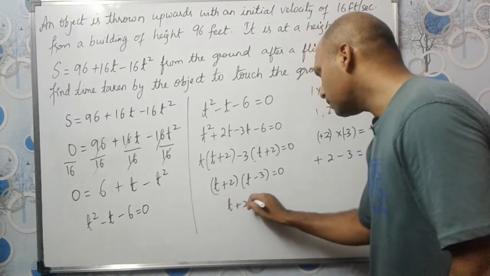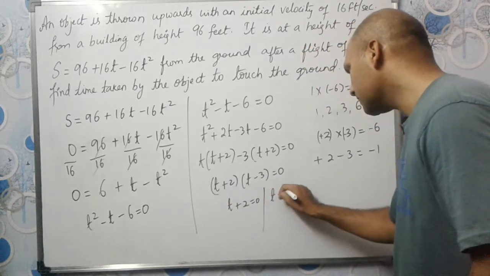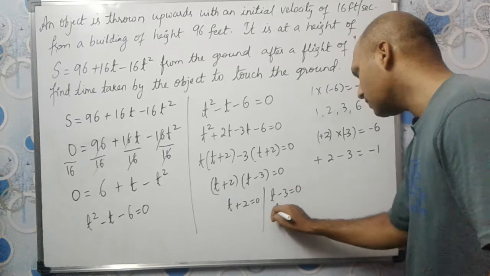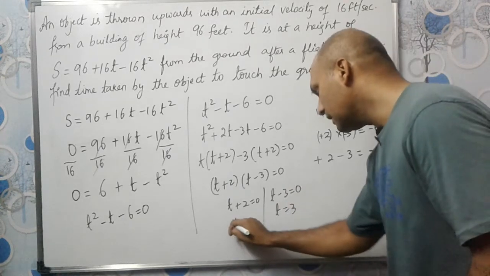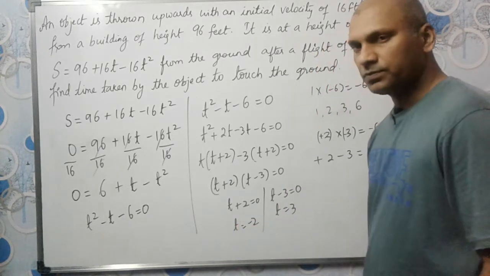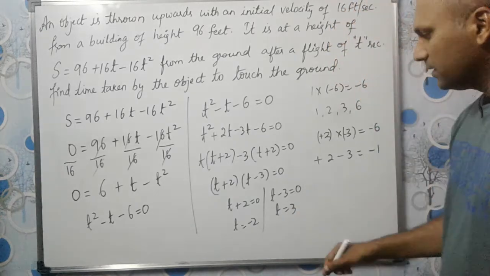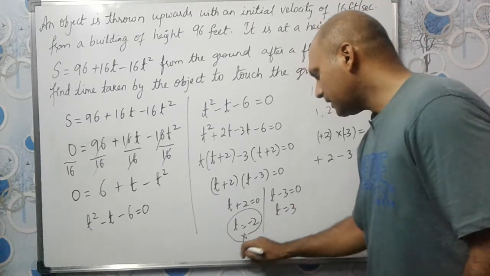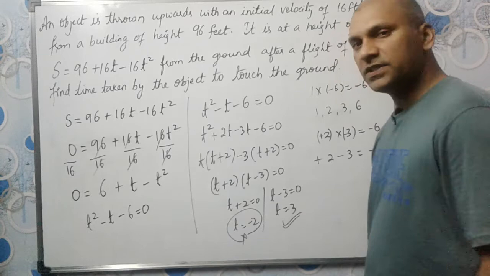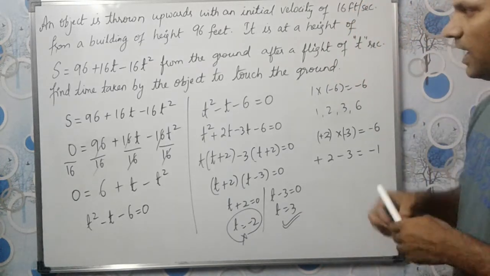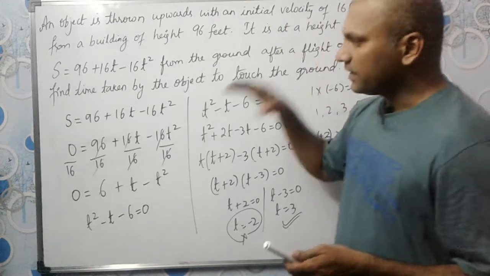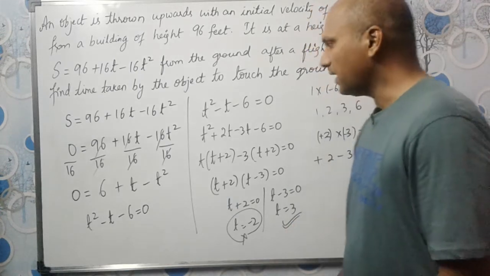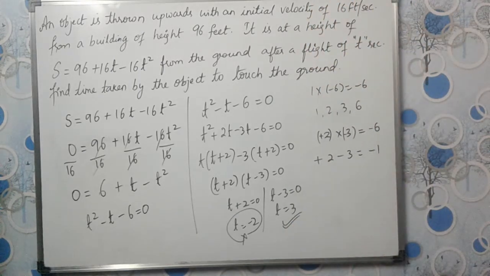So t plus 2 is equal to 0 is one equation, t minus 3 is equal to 0 is another, t is equal to 3, t is equal to minus 2. So time is in seconds here, right? So time cannot be negative, so t is equal to how much? 3 seconds. So after 3 seconds the ball will touch the ground. Okay, I hope you understood this problem. See you in the next video.